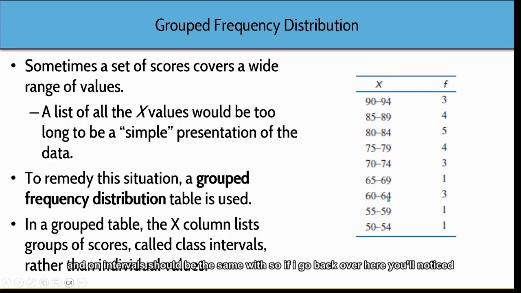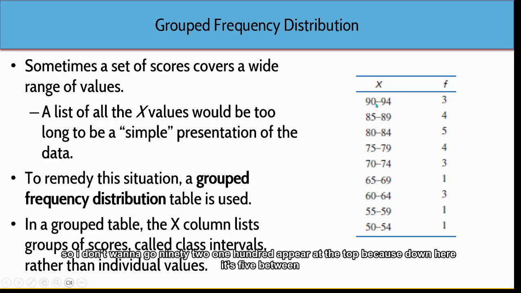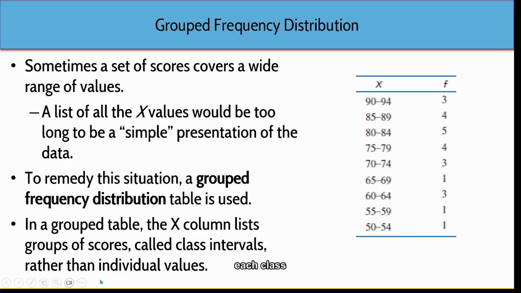So if I go back over here, you'll notice 50 to 54, if you count 50, 51, 52, 53, 54, you'll see that the width of that category is 5. And that's consistent all the way through here. So I don't want to go 90 to 100 up here at the top, because down here it's 5 between each class.